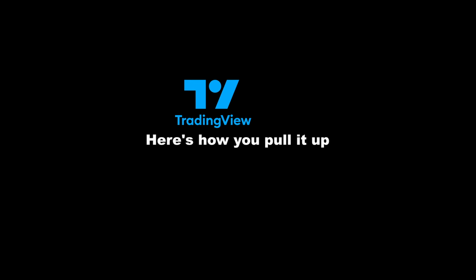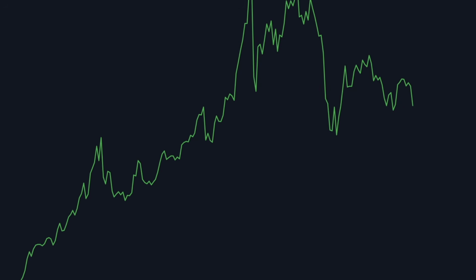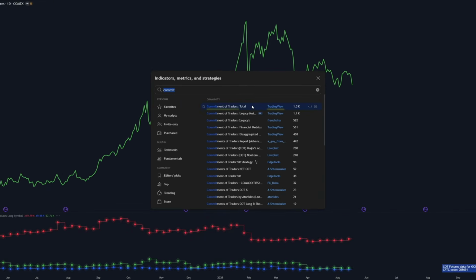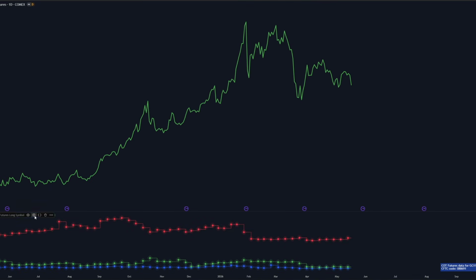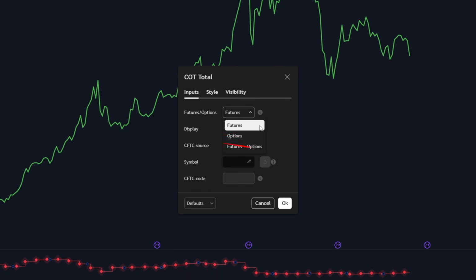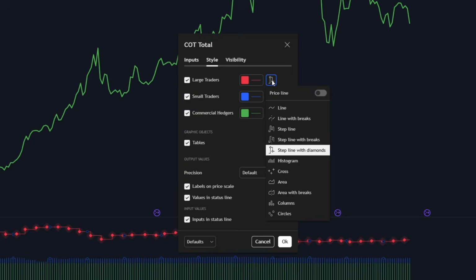Here's how you pull it up on TradingView in under a minute. Open your gold chart. Click Indicators at the top, type Commit in the search bar, and add the first one, Commitment of Traders by TradingView. Once it's on the chart, click the cog to open the settings. Go to Inputs, set the data type to Net Positioning, long minus short, and select Futures only, not Futures and Options. Leave the symbol on auto and it pulls the right COT data automatically based on what you have on the chart. Now go to the Style tab and switch every plot to histogram so you read it like bars.